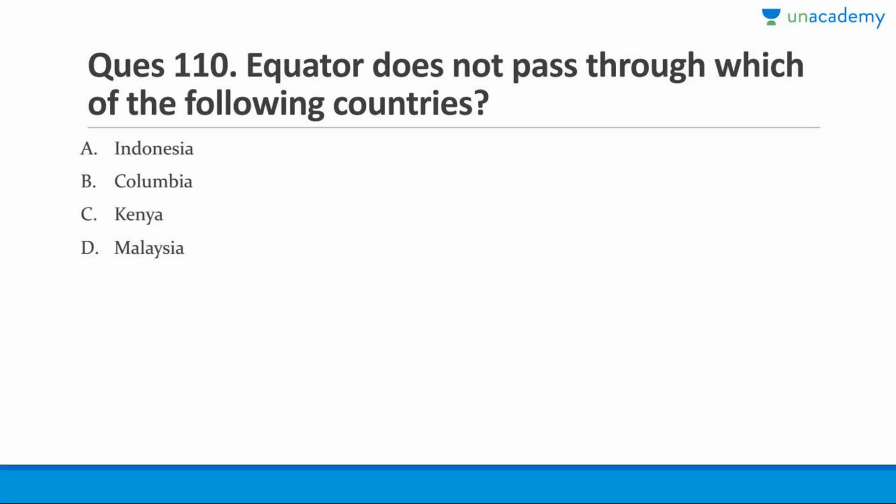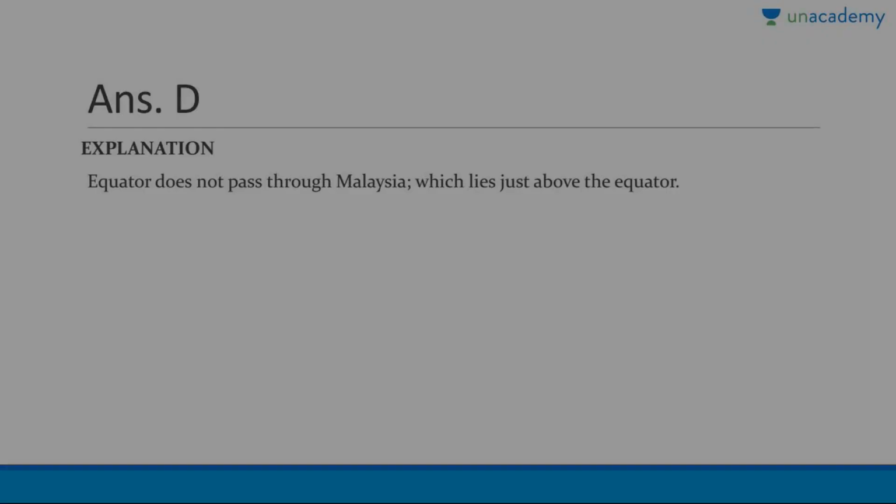Question 110. Equator does not pass through which of the following countries? So I made a lesson where I am talking about what the equator passes through, what the Tropic of Cancer passes through, and what the Tropic of Capricorn passes through. So the equator does not pass through Malaysia because it is just above the equator. Indonesia, Colombia, Kenya, it just does pass.